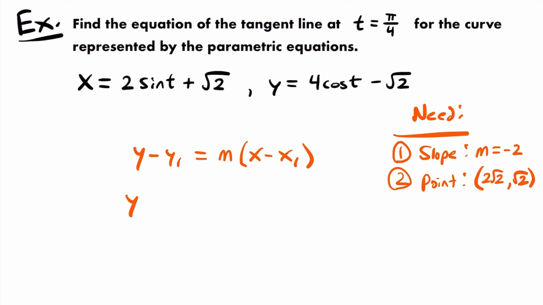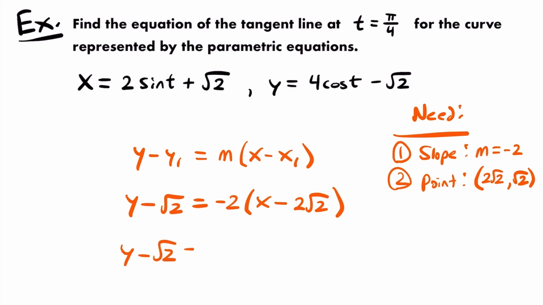So we'll have y minus the square root of 2 is equal to the slope, which is a negative 2, times x minus x1, which is 2 square roots of 2. All right, now if we simplify, we can distribute this negative 2 through this quantity, and we'll have y minus the square root of 2 is equal to negative 2 times x, and then negative 2 times the negative 2 square roots of 2 will be positive 4 square roots of 2.